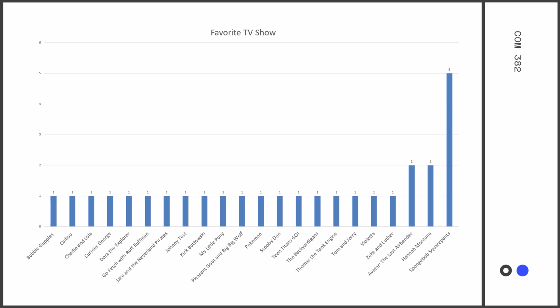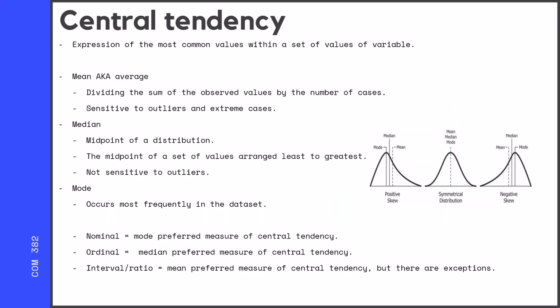So here's an example of frequencies from our class data set, and you can see that of those surveyed, SpongeBob SquarePants was reported as the most popular favorite childhood TV show. So this is all categorical, nominal data, and people reported on things, and then I just combined them to show the frequencies of occurrences.